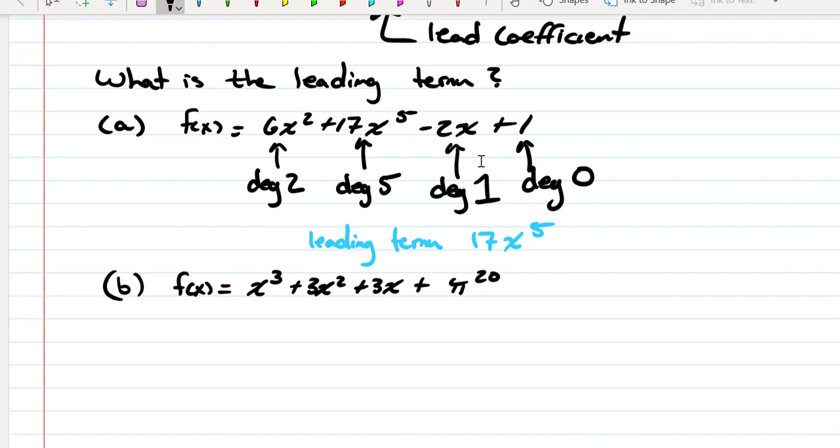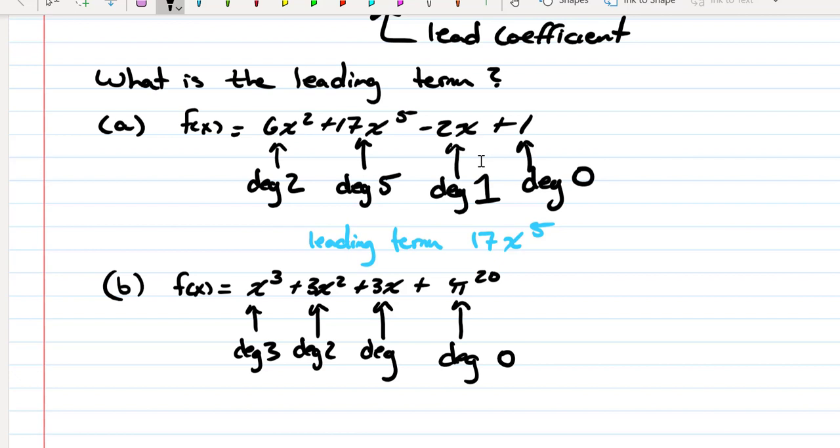All right, so we look at this. The degree of our x cubed is going to be degree 3. The degree of 3x squared is degree 2. The degree of 3x is degree 1. But now the question is, well, what's the degree of pi to the 20th power? Well, it's a constant. Does pi to the 20th power ever change? No. And what's the degree of a constant?